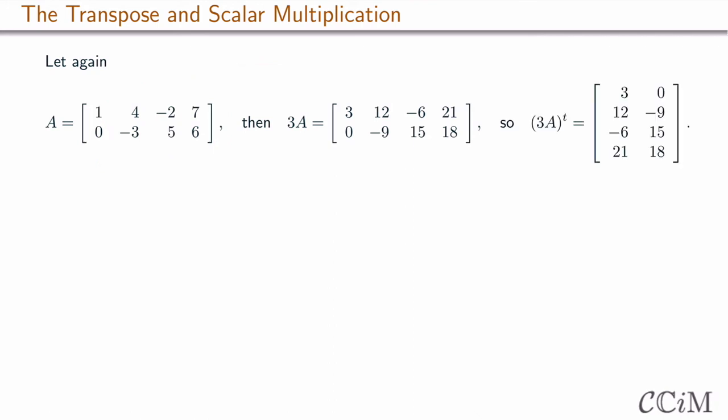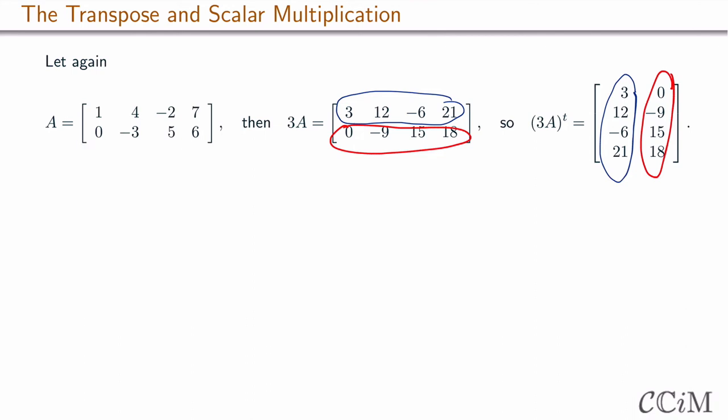So the transpose of 3 times A is then found by taking the first row of 3A, making it into the first column of 3A transpose, and similarly taking the second row of 3A and making it into the second column of 3A transpose. Alternatively, we could have also found the transpose of A first and multiplied that by 3.